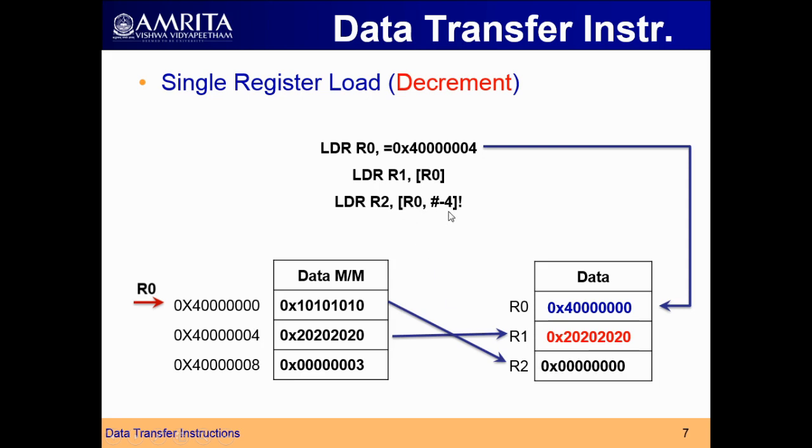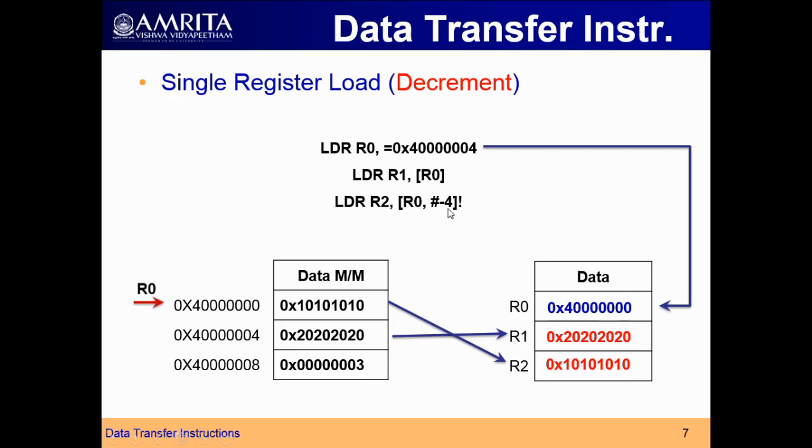So the address will be decremented by 4. Previously the address was 4004. After the decrement operation, the address will be 4000, and since write back is there, the decremented address will be updated in R0. Previously R0 was 4004. Since write back is there, it was decremented by 4, and the decremented address is written back to R0, and the content of that address will be moved to R2. So what will be the content of R2? 101010.